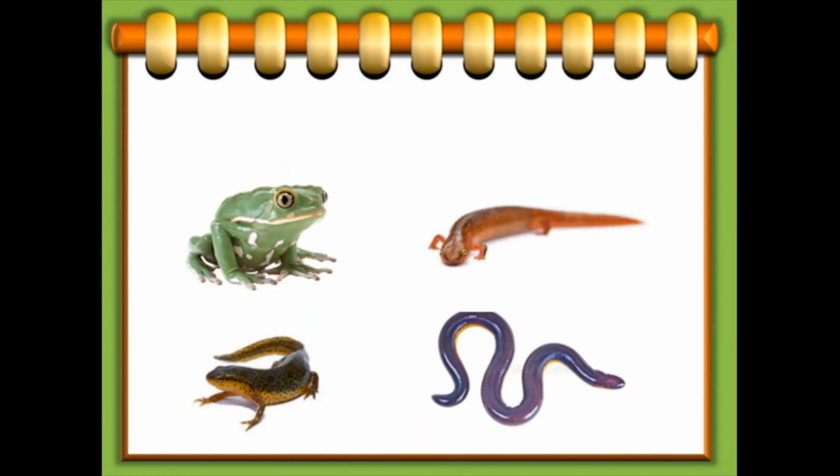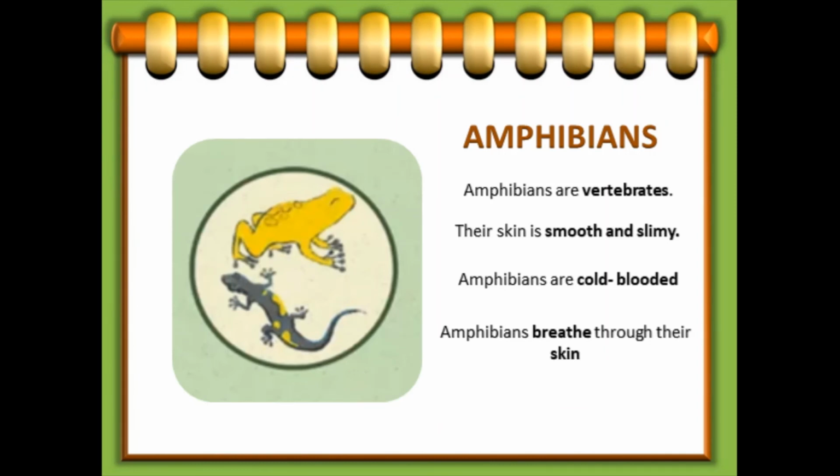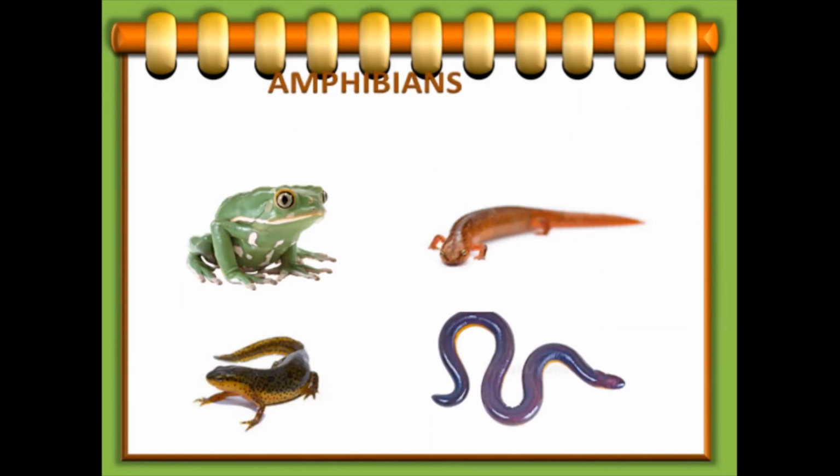Okay, let's have it again. Amphibians are vertebrates. Their skin is smooth and slimy. Amphibians are cold-blooded, and amphibians breathe through their skin. These are the characteristics of amphibians. Now, what are examples of amphibian animals? We have here. The first picture shows up.